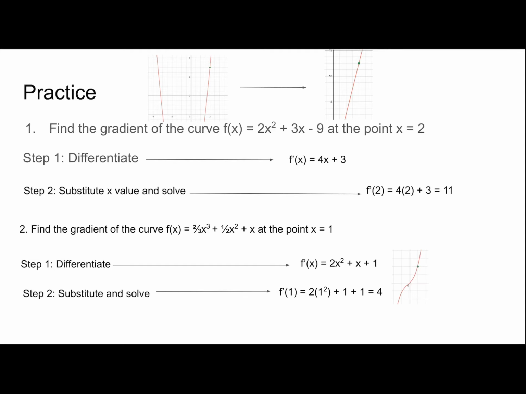And once again, I've got a few pictures. We have a cubic here, and that's our original function. We want to find the gradient at x equals 1. If we differentiate that, we'll get our parabola. And as you can see, on our parabola, when x equals 1, our gradient equals 4.